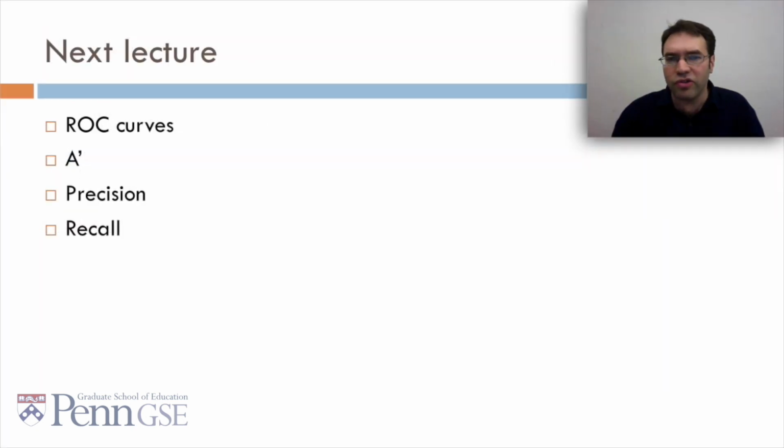So I hope you found this lecture on kappa and accuracy interesting. They're both measures that you'll see sometimes. Kappa is increasingly used compared to accuracy because it is a better measure. In the next lecture, we're going to continue with classifier metrics of goodness, including ROC curves, A prime, precision, and recall.